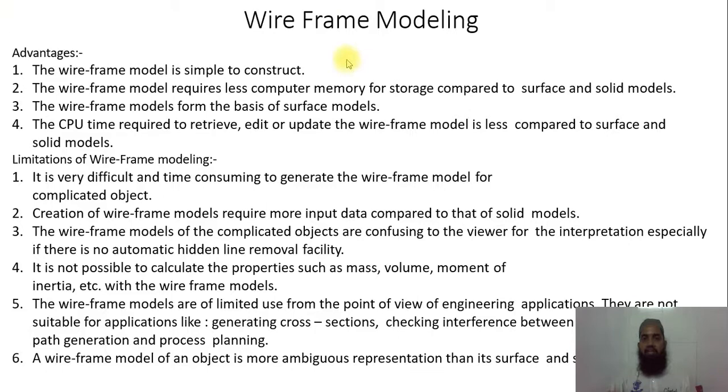If we have 2 points, we connect them, and the connected points form a line, and from line to line we form the different types of wireframe model. So it is very easy; by use of different types of entities we can easily construct it. So the first advantage: it is simple to construct.